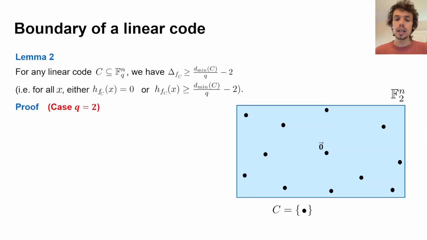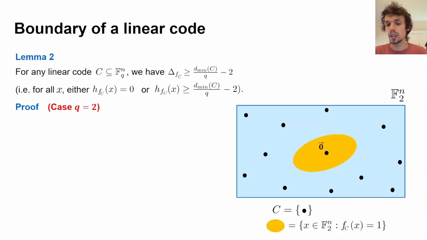Suppose that q is equal to 2 and consider some linear code given on the right here. So the blue region is just the Boolean cube and the black dots are the code words of C. Without loss of generality, we're going to assume that the sender sent out the 0 code word, and this yellow region is now the set of all error strings where the decoding is successful. Right? It's the set of all strings that are closer to the 0 code word than to any other code word.